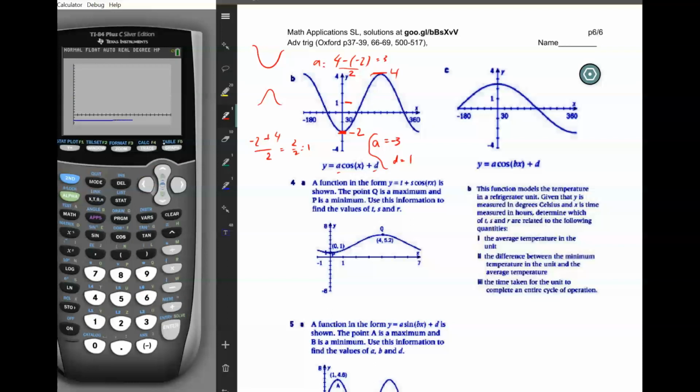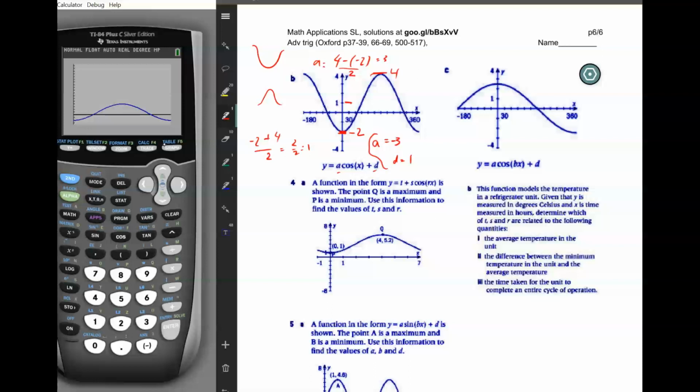Oh, it's a little wide, right? So I need to change the window so that it goes from 0 to 360. 3, 6, 0. Graph. And then you can see that it's going to look like the one there. Okay? All right, then you can test your answers.